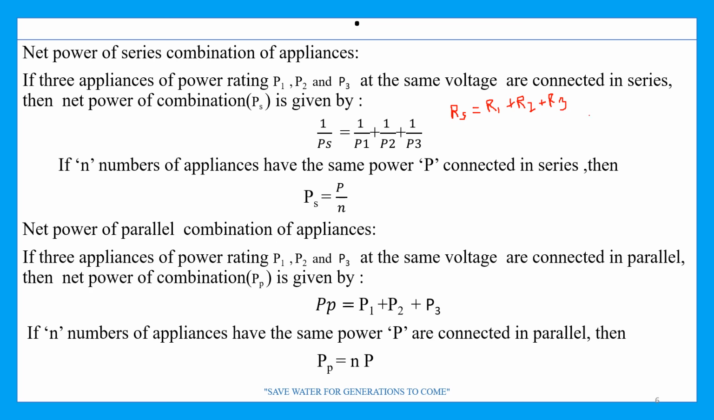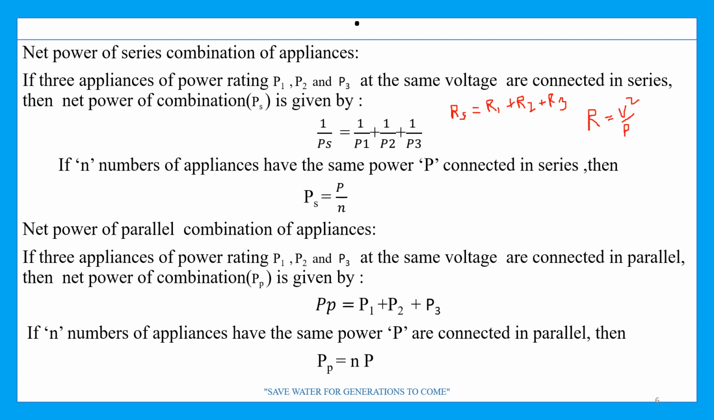And we know that R is equal to V square upon P, which we have just studied. So in place of R we write V square upon PS, in place of R1, V square upon P1, in place of R2, V square upon P2, and in place of R3, V square upon P3. Then you solve, V square is common, and you get this relationship. So no need to get confused.